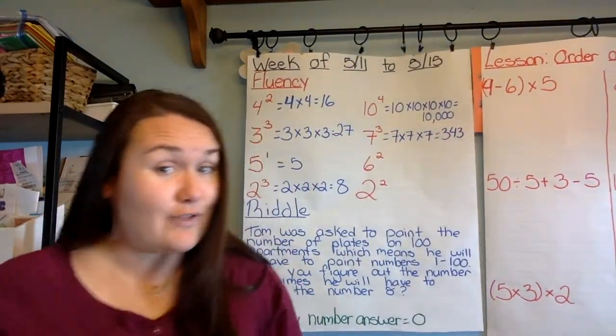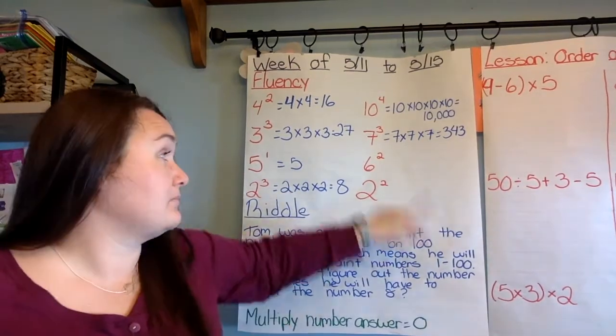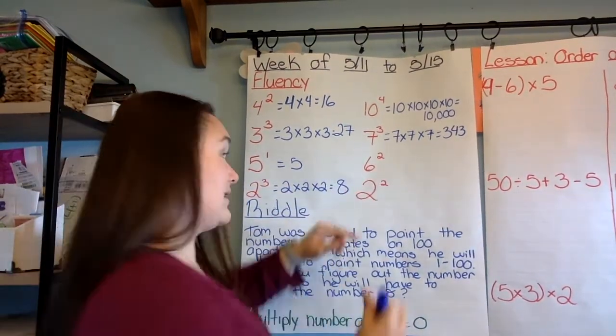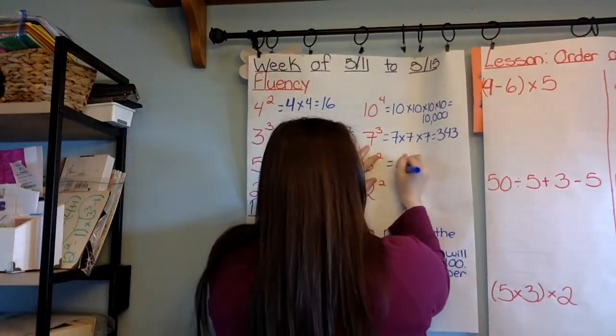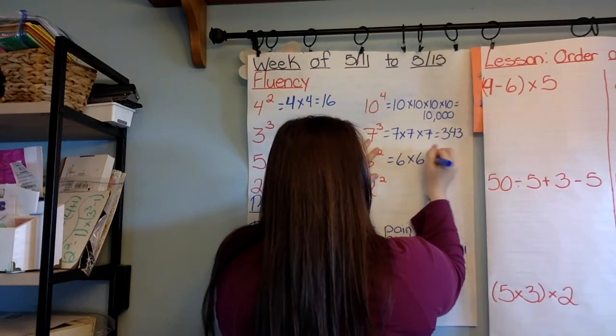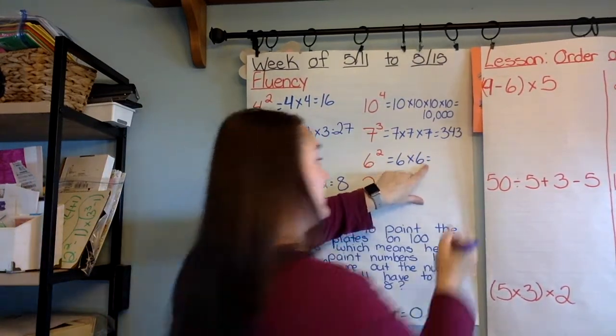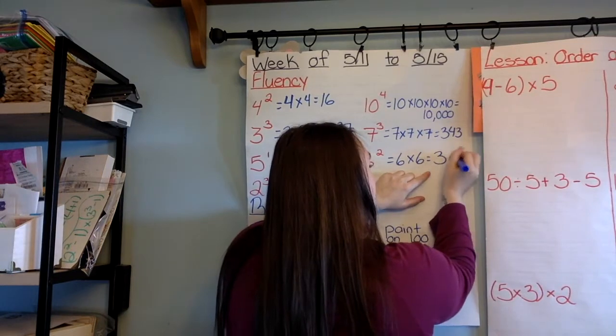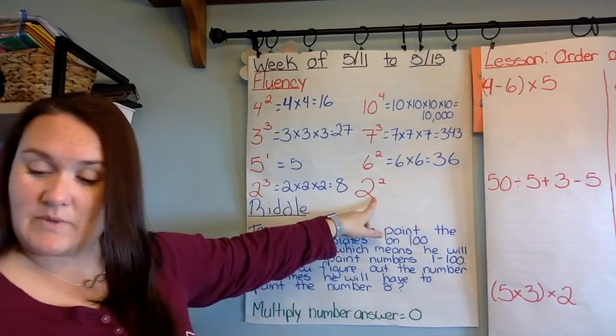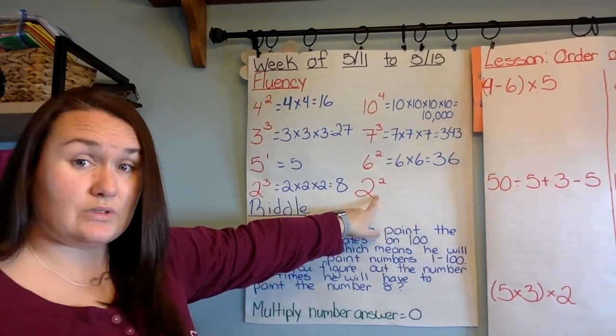I used a calculator for that, so like I said, it's okay. 6 squared, or 6 to the second power. 6 is being multiplied 2 times. 6 times 6, again, basic math fact, 36. Last one. 2 to the second power.